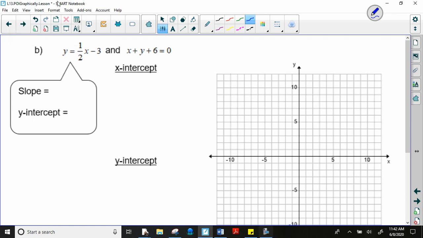Now we're going to look at a question like this, where we've got our two equations, but one of them lends itself to one method really nicely because it says y equals, and then the other one lends itself to the other method, which is the x-intercept, y-intercept. So remember, we would let y equal 0, let x equal 0.